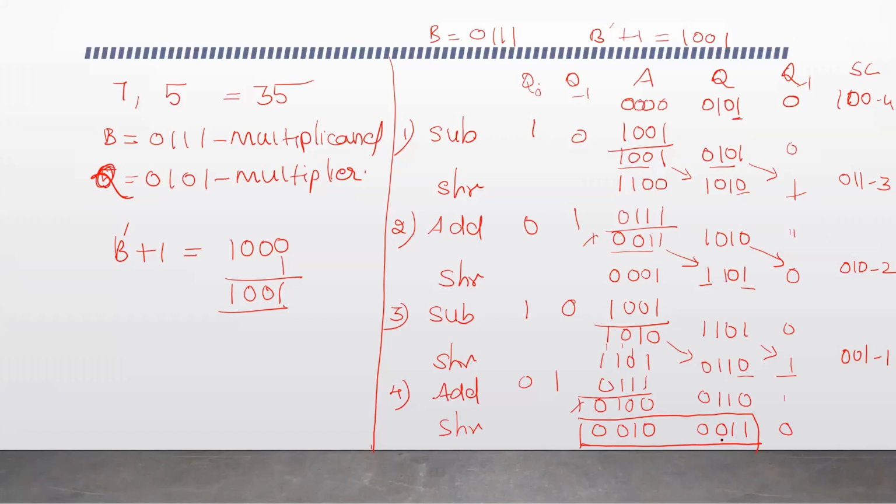Now the result, you can understand that the sign bit is 0 here, so that means the number is positive. What is the decimal equivalent? The result is 0, 0, 1, 0, 0, 0, 1, 1. Using powers of 2, 32 plus 2 plus 1 is 35. So this is how the Booth multiplication algorithm works. Hope this is clear now.